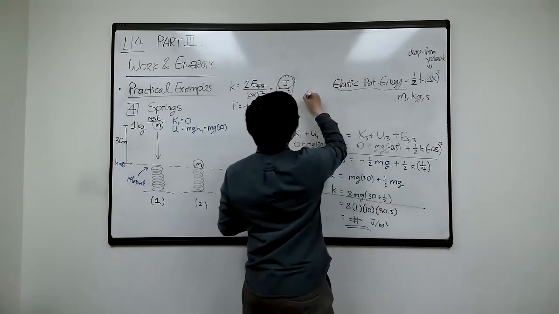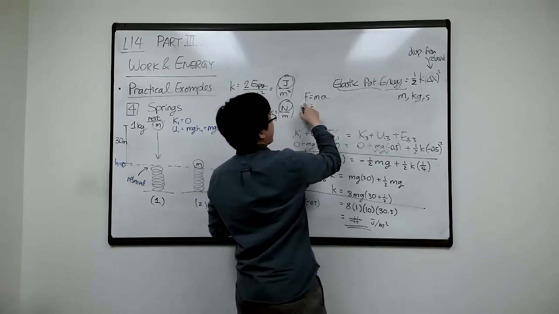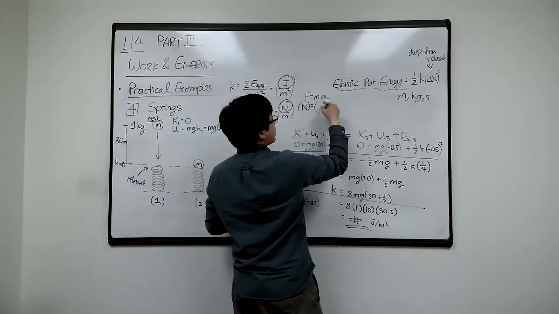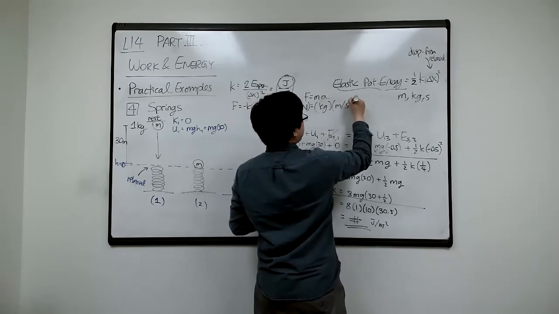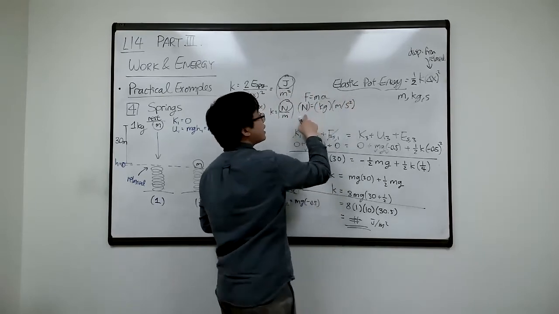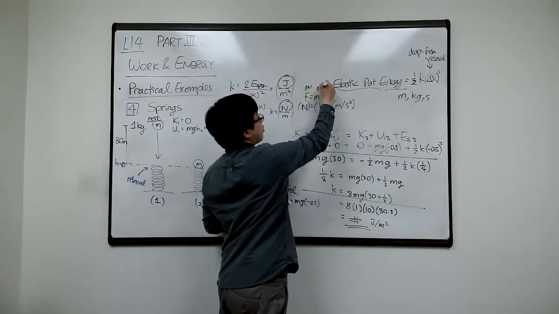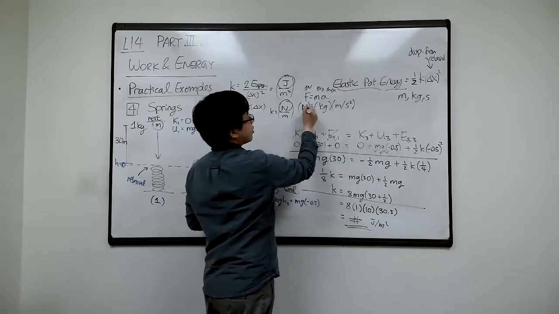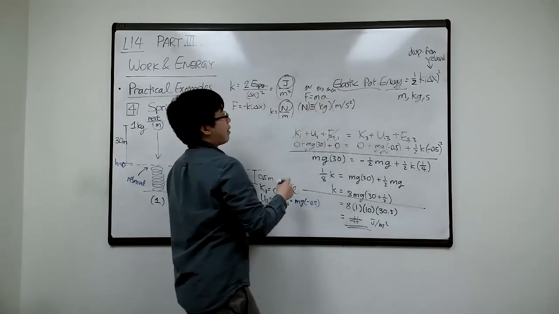So what's a newton? You can figure it out by any formula like F equals ma. The units for F is newtons, the units for m is kilograms, and the units for acceleration is meters per second squared. So 1 newton is really identical to 1 kilogram times 1 meter per second squared, so a newton is kilogram meter per second squared.